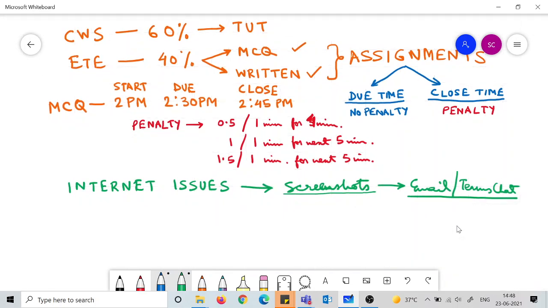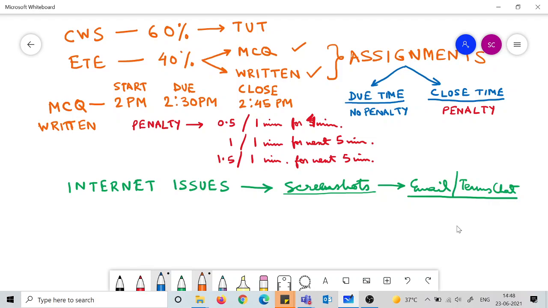Next comes the written part. And in the written part also, the same penalty system would be implemented in the same way. Suppose the written part starts at 2 p.m. and suppose the due time is 2:30 p.m. We will have 15 minutes time before we close the submission.